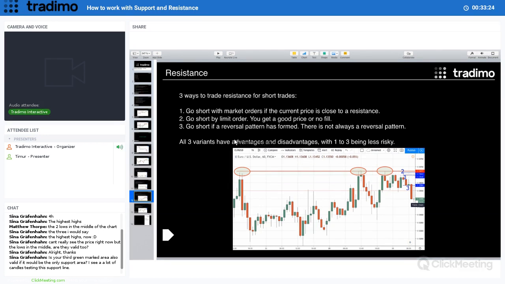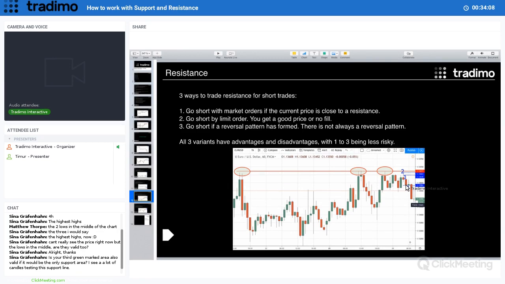And then of course the third variation, and this is again the most conservative one, is waiting for a reversal pattern. In this case here, you see the market goes up, then builds up this candle with a very long wick to the upside, and then the very next period the market goes down and the closing price is also the lowest price of the candle. This is a reversal pattern, a bearish reversal pattern.